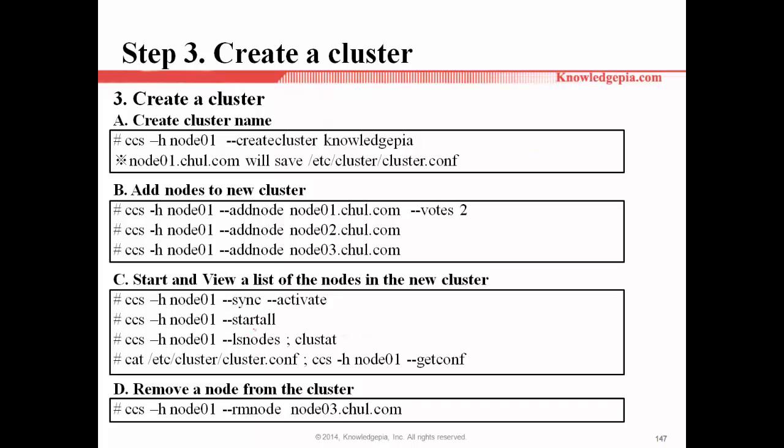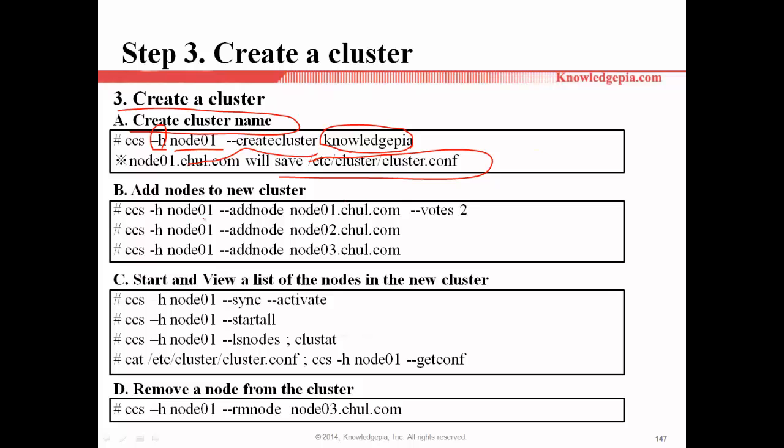Step 3, create the cluster. First, creating the cluster name is very simple: ccs -h node01 --createcluster, followed by the cluster name. In my case, I will use knowledgepeer. In this case, node01 will save this file, /etc/cluster/cluster.conf. After that, add nodes. In my case, I already told you 3 nodes will join this cluster.